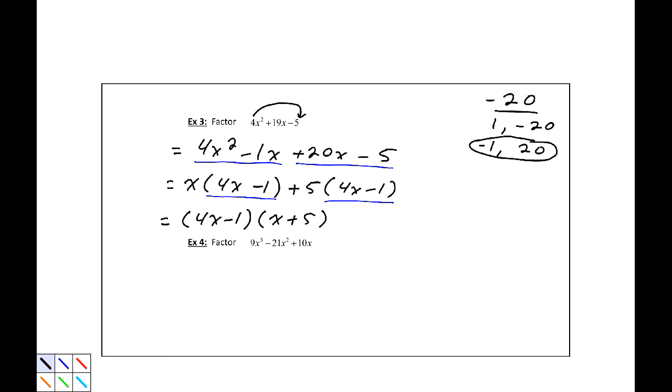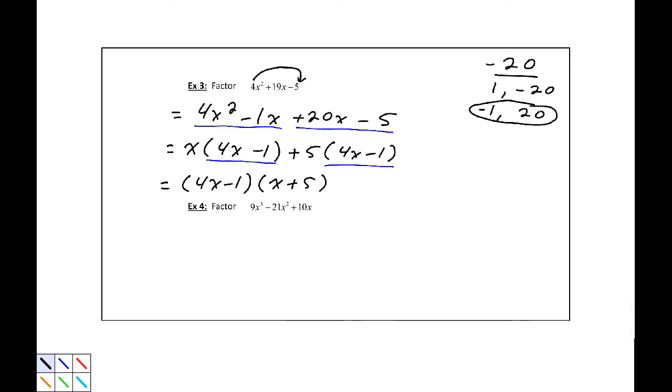Our last example for this, example 4, factor 9x cubed minus 21x squared plus 10x. We have one problem. We don't have a constant term. So before we can actually multiply a times c, we first need to factor out a greatest common factor. Our greatest common factor here is going to be x. And in fact, if there's ever a greatest common factor, you want to factor that out because it will make looking for those numbers that multiply and add tons easier.